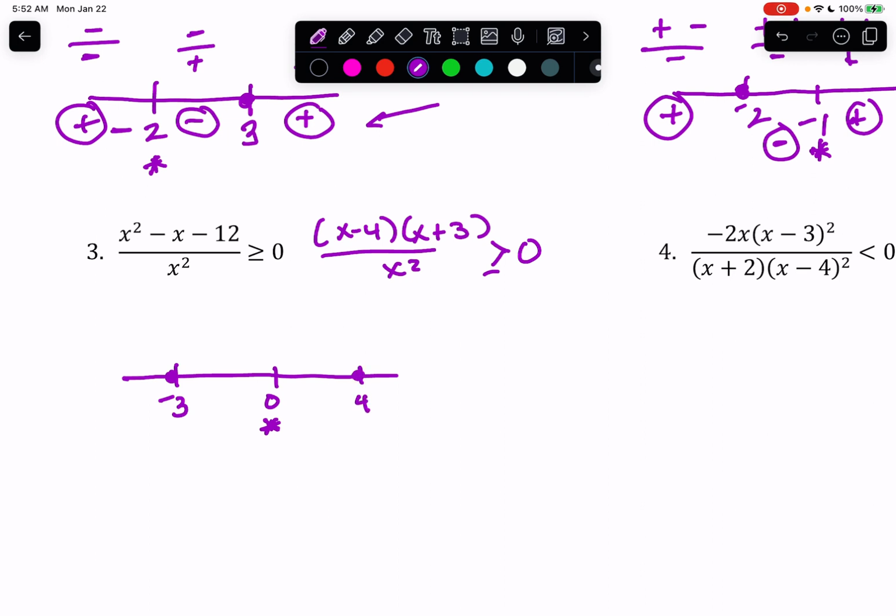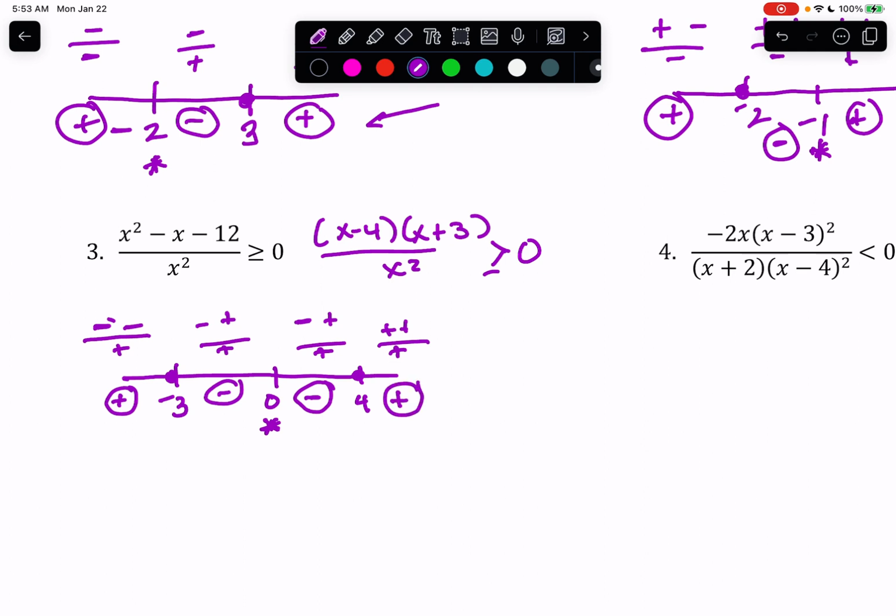So testing before -3, I get negative over, that will always be positive on the bottom because it's squared. And so that one would be positive because it's negative, negative, positive. Let's try -1 here. That would be negative, positive, so that would be negative. And then I would say I have 1. Let's try 1, and that would be negative, positive, so that would still be negative. And then after 4, I would have positive, positive, positive, so that would be positive.